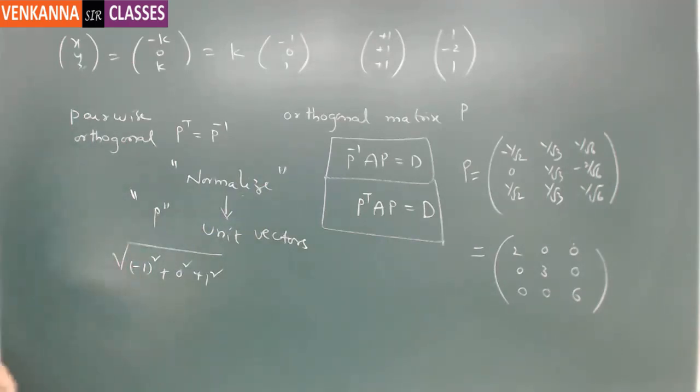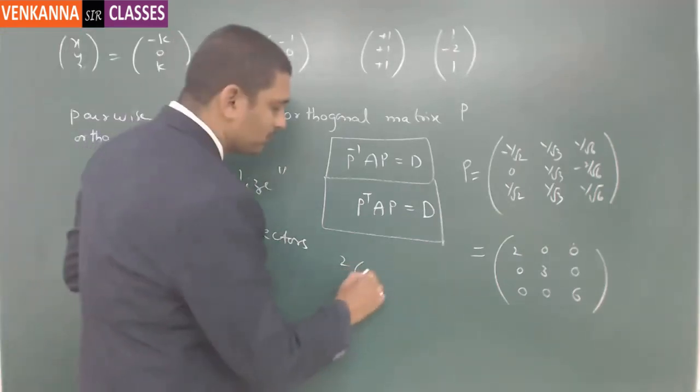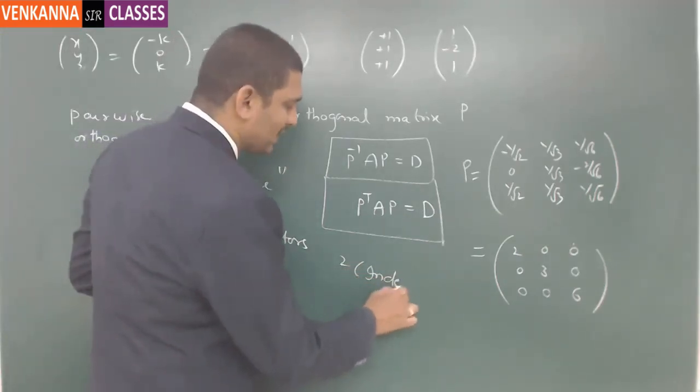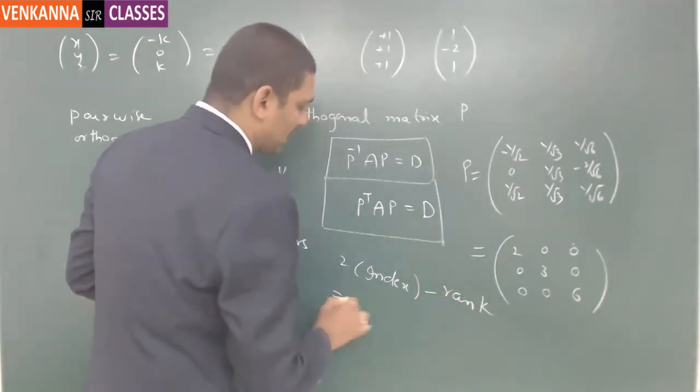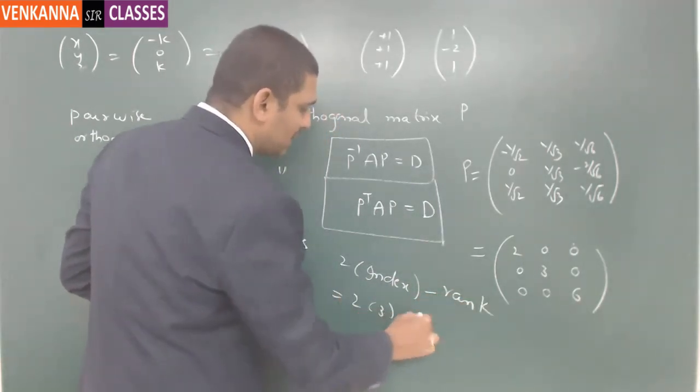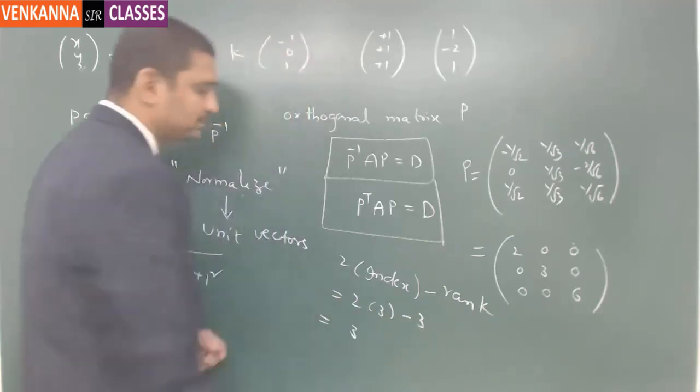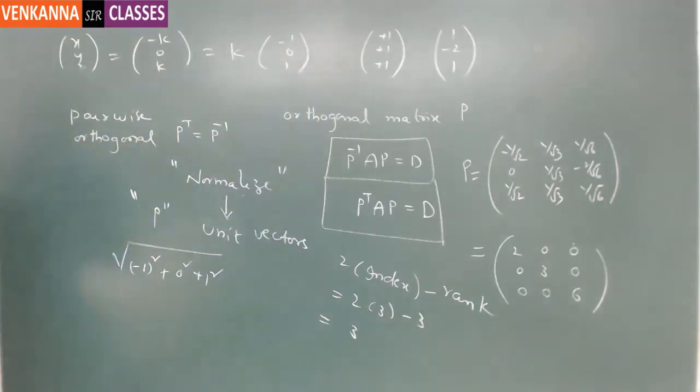And what is the signature? 2s minus r. I have given the formula. So 2 into index minus rank, nothing but 2 into 3 minus 3, nothing but 3. That is the signature. If you want to write the values of index, rank, signature, etc.